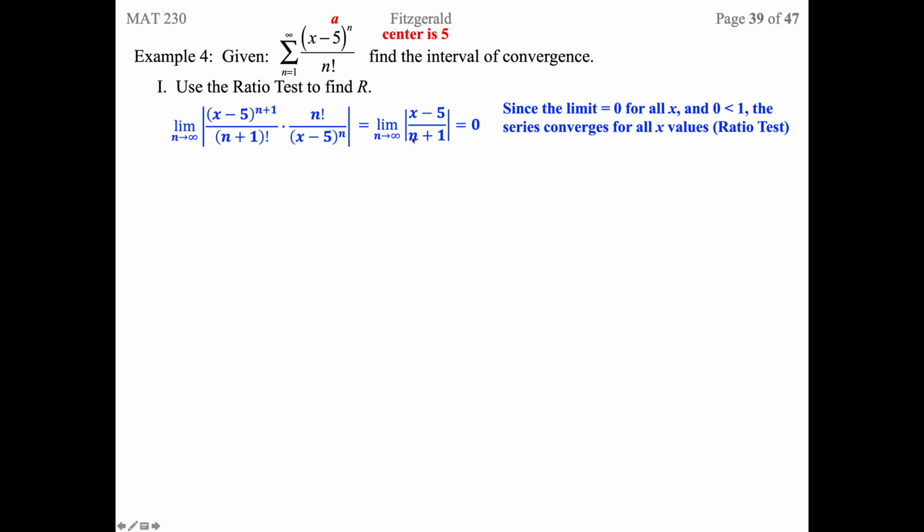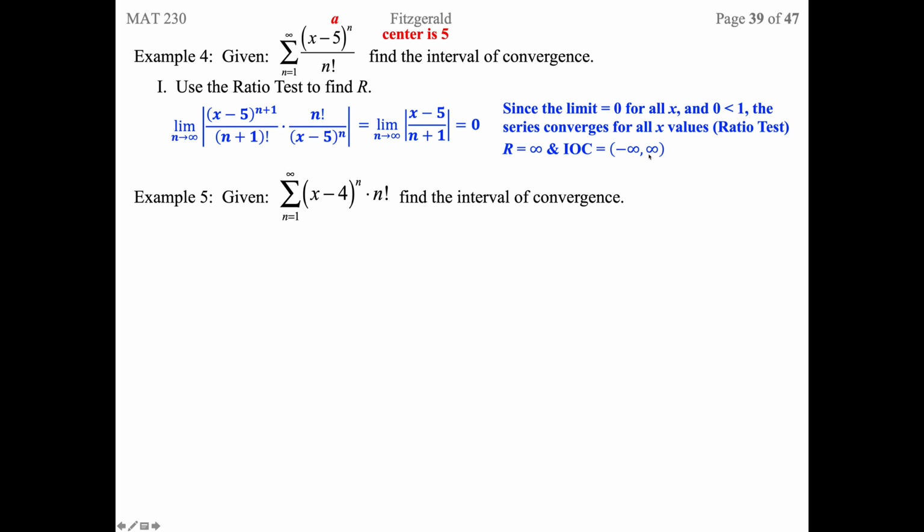And since n is in the denominator, as n approaches infinity, this denominator is going to constantly keep getting bigger and bigger and bigger. This up here is technically going to be a constant for us. So this is approaching 0. So since the limit's equal to 0, that's one of your 3 cases. For all x, and 0 is less than 1, the series converges for all possible x values in the ratio test. So here's the case where your radius of convergence is infinity, and our interval of convergence is -infinity to +infinity.